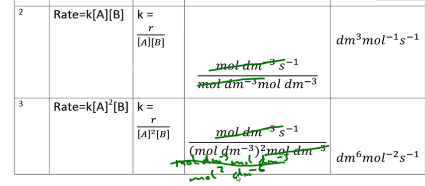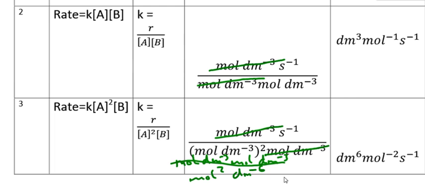So I take decimeters to the minus 6 up to the top, so I remove that minus sign and I get decimeters to the 6. I take my moles squared up to the top, so I have to put a minus in front of that too, so I get moles to the minus 2. And then the seconds to the minus 1 is on the top already, I leave it alone, so I get decimeters to the 6, moles to the minus 2, seconds to the minus 1.